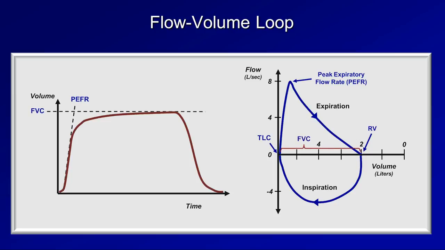Although at first glance it would seem that the flow volume loop does not provide any new information, the shape of the curve itself, irrespective of the peak flow or FVC, can provide important insight into a variety of lung diseases, most prominently the different types of airway obstruction.